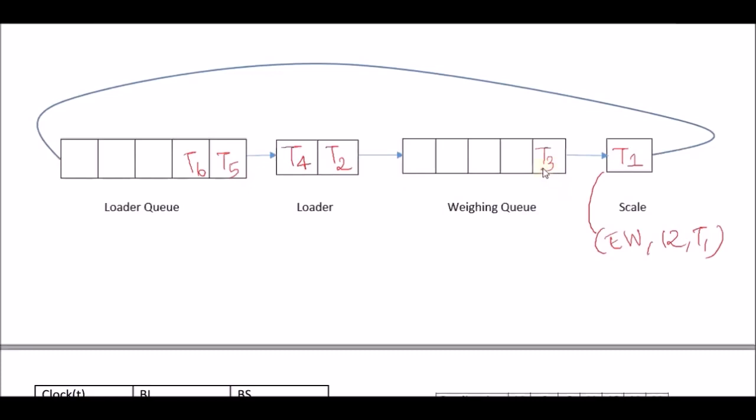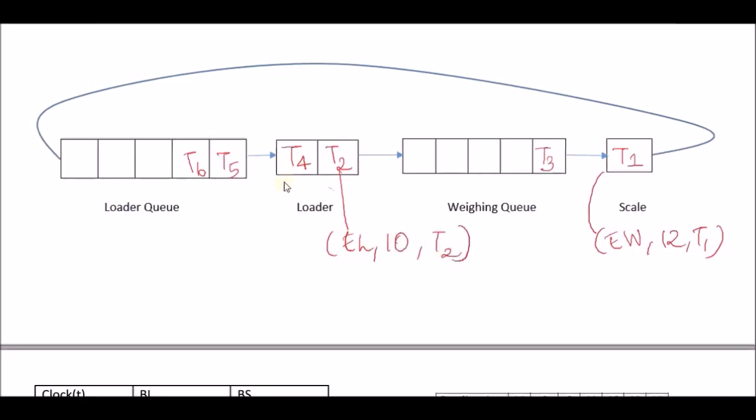We're not going to consider T3 because the time taken from here to here is considered negligible. Hence, this event is not taken into account. So the events that are taken into account are end weighing, that is over here, end loading, and arrival at the loader queue. So T2 is already accounted for in the previous step. So I'm just going to copy it. So that's going to be end loading 10 of T2.